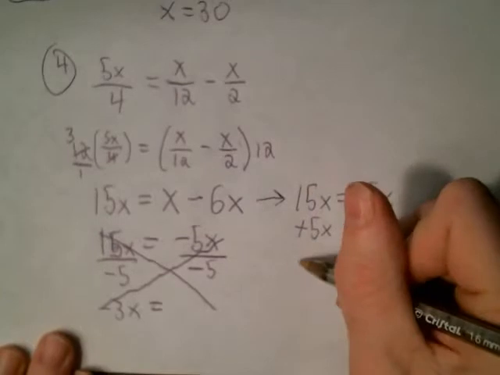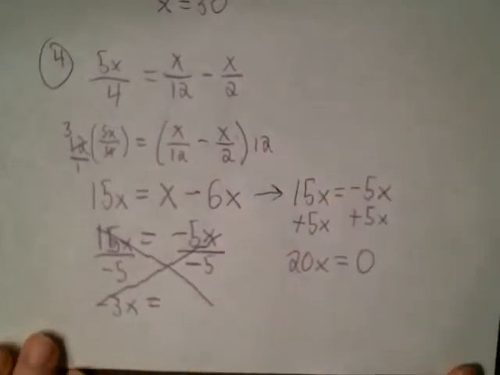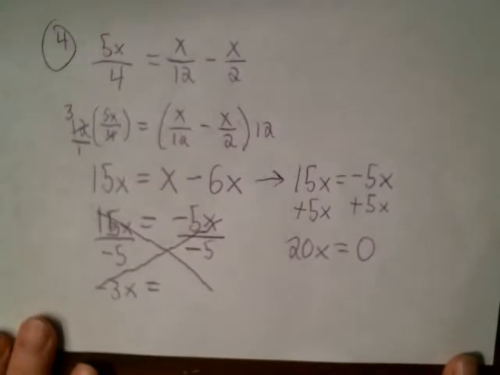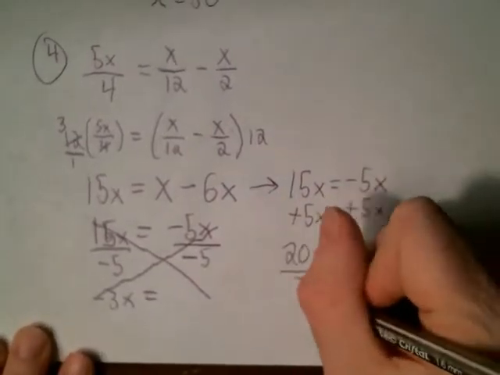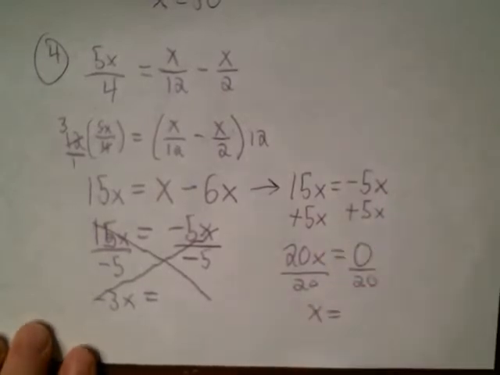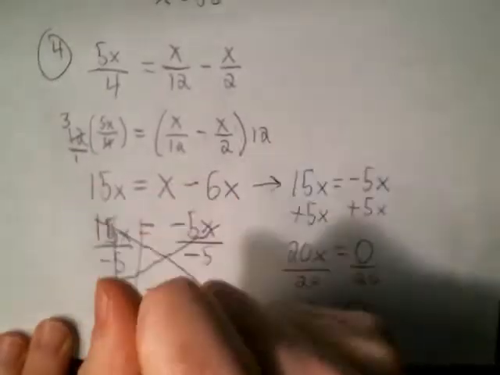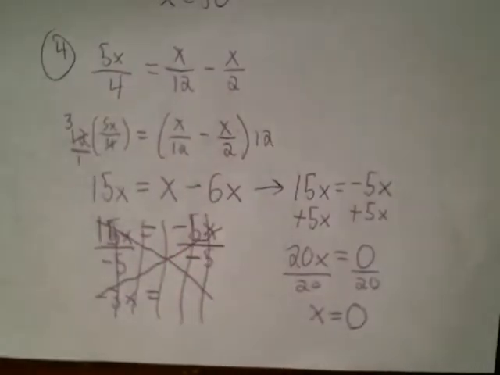Okay, so 15x plus 5x is 20x. And then over here is 0. I want to isolate x, so you'll divide both sides by 20. So x equals 0 divided by 20 is just 0. I'm sorry about that. It's a lot on my mind today, I guess.